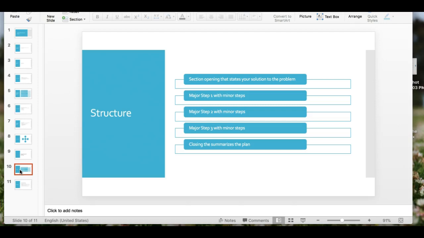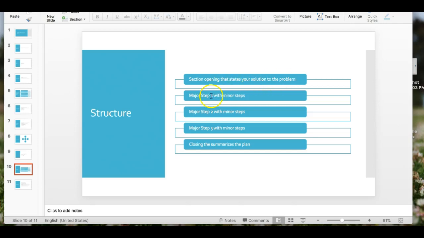So that means every word works. Every word is needed. You have to make every word work, right? You only got 5 pages. Okay, so section opening that states your solution to the problem. You're going to introduce it by saying, and so the solution to mental illness on college campuses is getting more people to understand what mental illness is while giving more support for students with mental illnesses on campus, right?